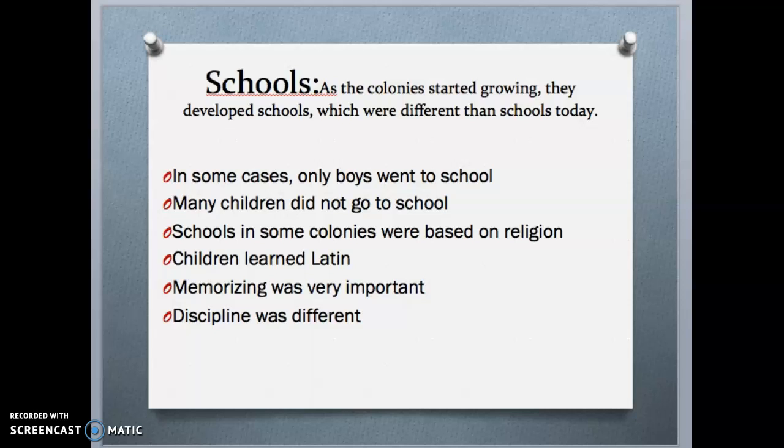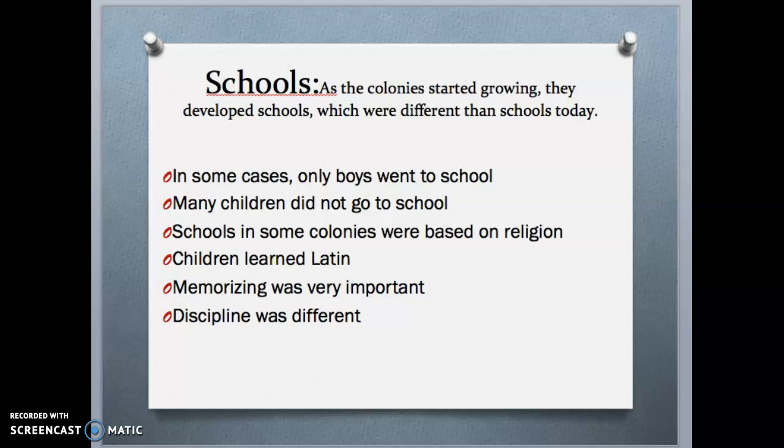Let's look at the first 2. In some cases, only boys went to school. Well, I could write a couple sentences about that, a couple sentences about why. But my second reason, many children did not go to school, that kind of goes with number 1. Number 1's almost like part of that second idea. So I could make that into one subtopic and talk about who went to school.